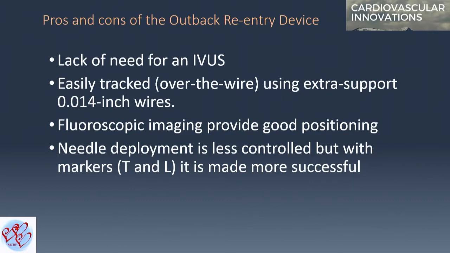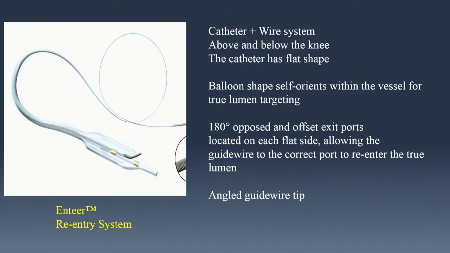The pros and cons, of course, you don't need an IVUS in this case. You're using mostly fluoroscopic imaging. The catheter tends to easily track over the wire, and needle deployment is less controlled, but the L and the T markers are very helpful to have on this catheter and actually work most of the time.